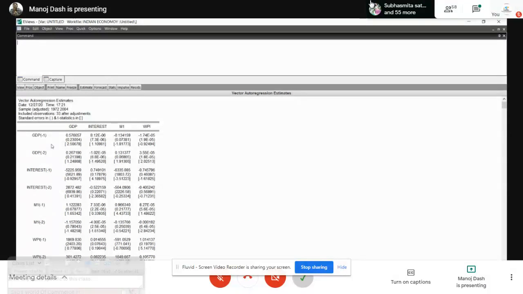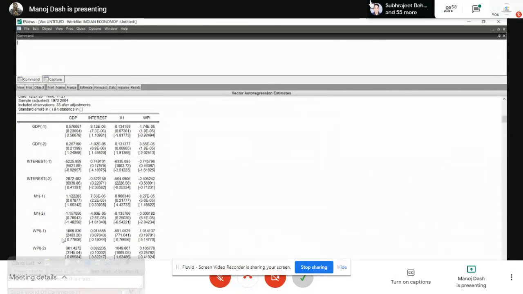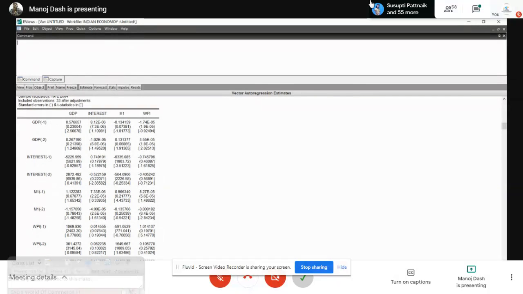Money supply doesn't cause GDP. Clear? What about wholesale price index, doesn't cause GDP? Any doubt? What about interest? Only this one is significant. So interest also causes its own one leg and both the legs. So both the legs simultaneously impact on interest rate. Clear? Anything else?